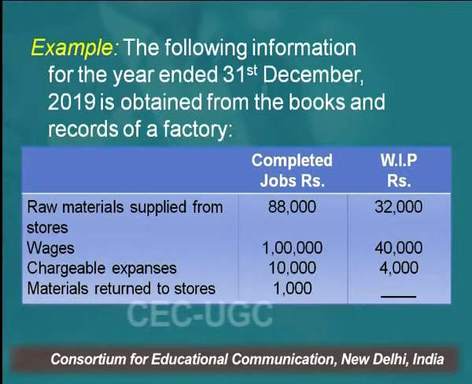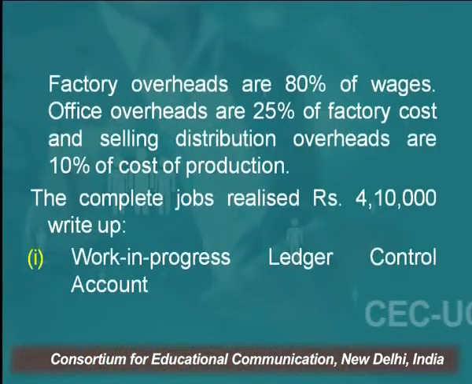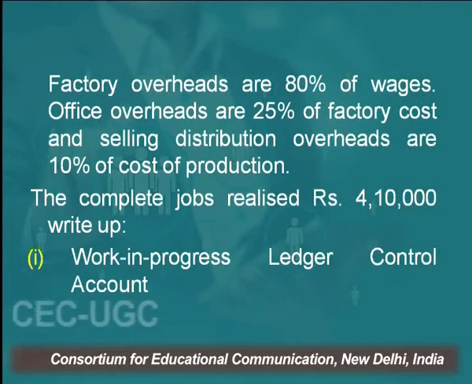Chargeable expenses are nothing but the direct expenses, you may call it. Material returned to store, 1,000, right? It is under completed jobs. So there are two different headings, completed jobs and work in progress. So we will prepare the account of both these separately. Factory overheads are 80% of wages. Office overheads are 25% of factory cost, and selling and distribution overheads are 10% of cost of production.